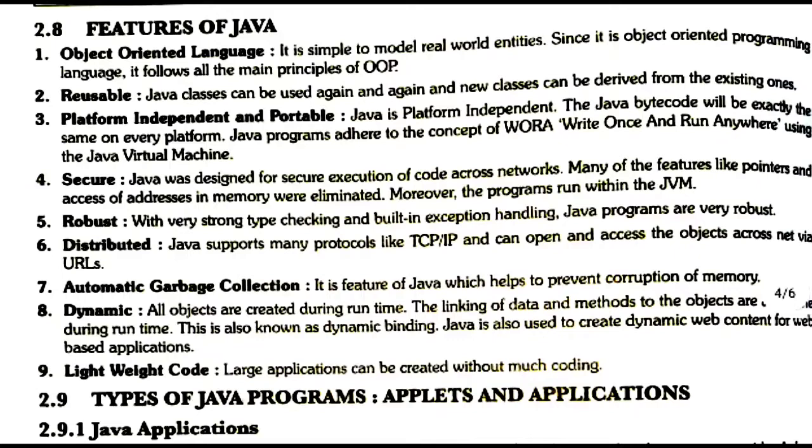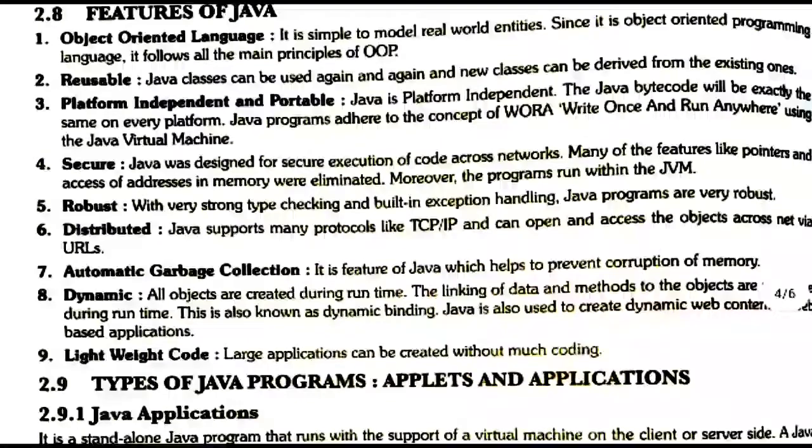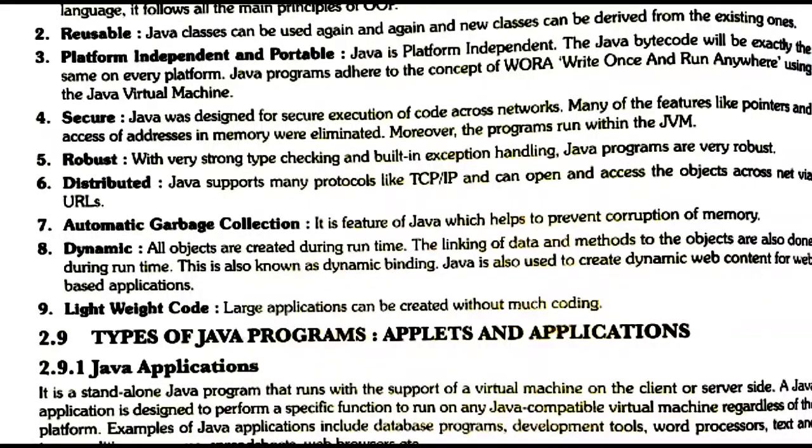Now we have the features of Java. First feature is Java is object oriented. Okay, there is no doubt in it. Second is reusability. Yes, you can use inheritance among classes to reuse things. Then is platform independent, portable. Yes, Java programs are platform independent, which means the same program can run on different platforms. Then we have secure. Yes, Java programs are secure. You can secure the execution of the code on all the networks.